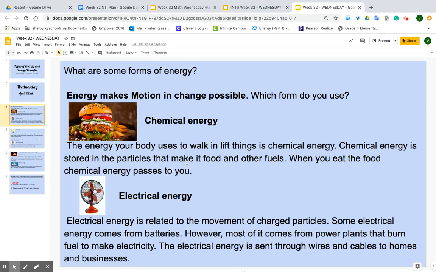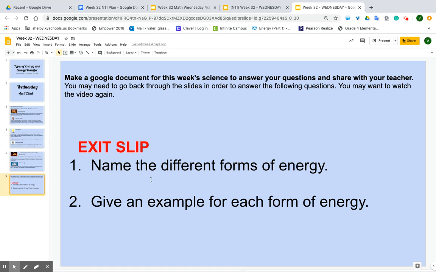So you're going to read through these and then think of examples you can use for those. For example, I could talk about how if you're really hungry and you go to McDonald's and you eat a Big Mac combo meal, the energy from that food will help you if you're going to go walking later, or your body's going to use that energy to keep going. So the last slide says, name the different forms of energy and give an example for each form of energy. So that is your science for today.